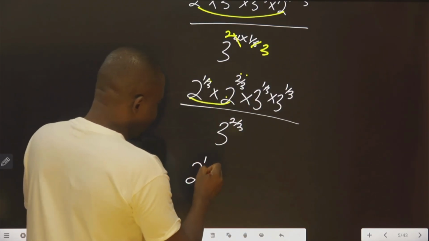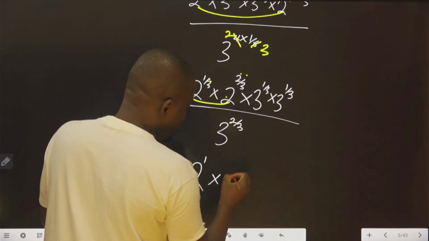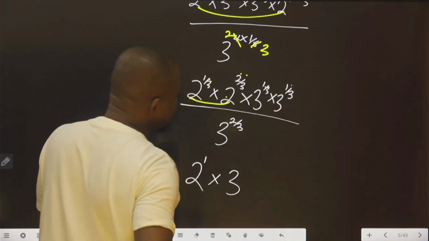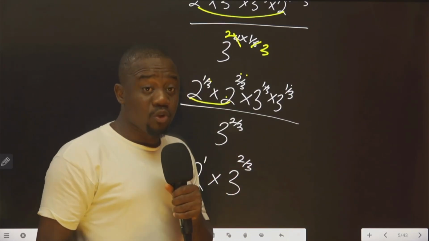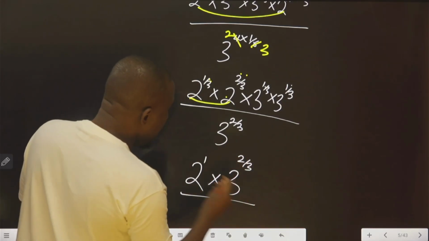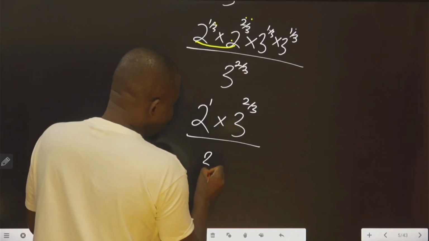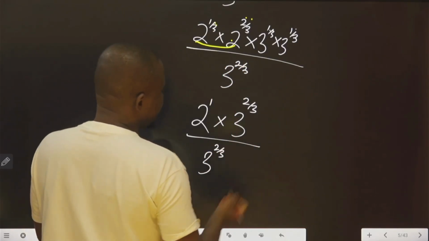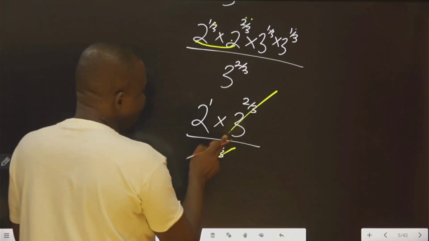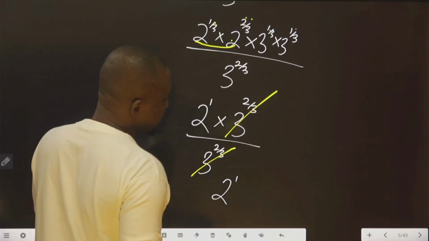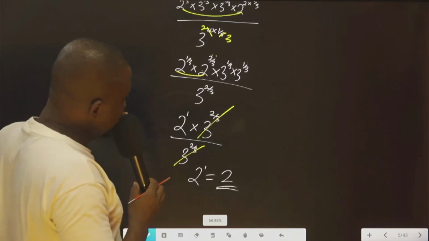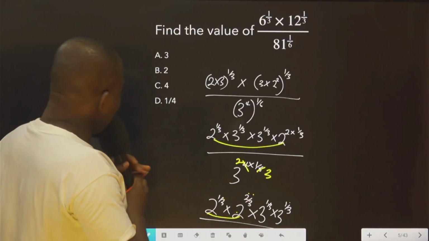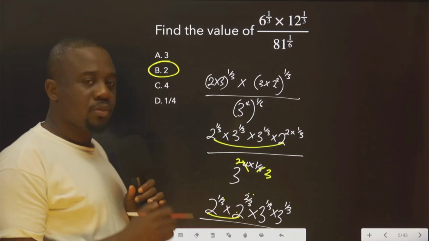When you add this and this, you're going to have 1. We put it here. This one, if you add this and this, you're going to have 2 over 3. That is 1 over 3 plus 1 over 3. Okay? All over. Then this one is 3, 2 over 3. Now this and this will cancel. This is what is remaining, which is also 2. It means the answer for this is 2. Okay?